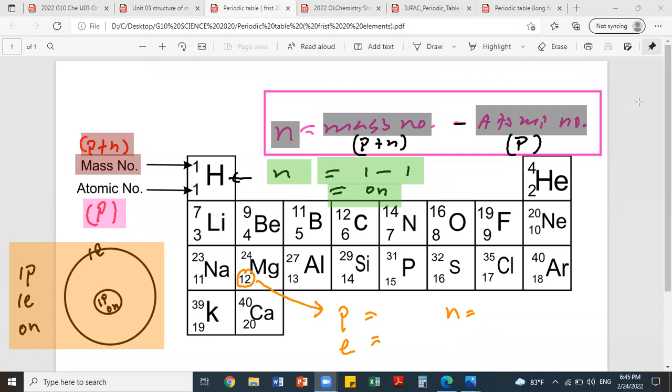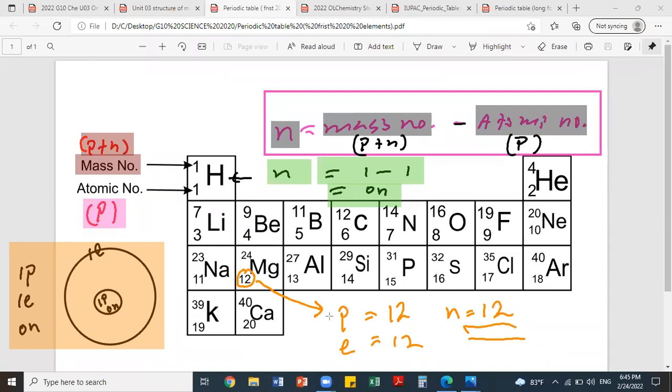Okay, Dimoksha. Protons 12, electrons 12, mass number 24. Therefore, how do we find neutrons? Mass number minus atomic number. You get neutrons 12. Very good, Dimoksha.